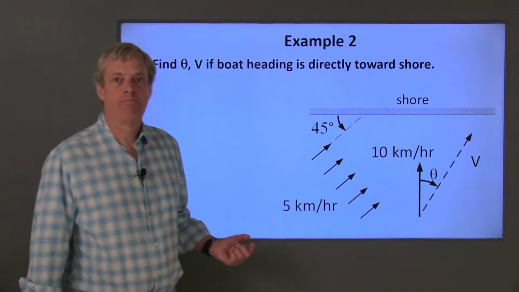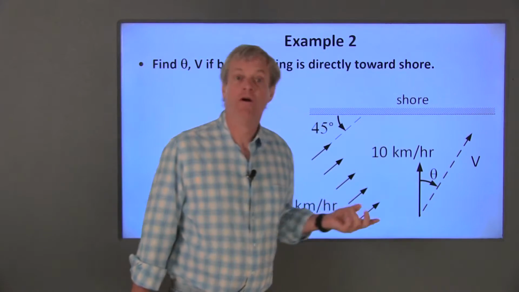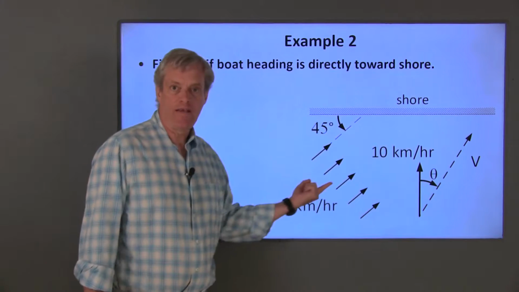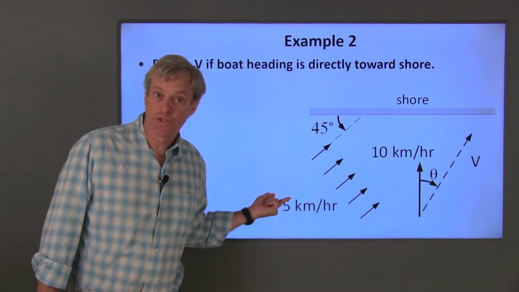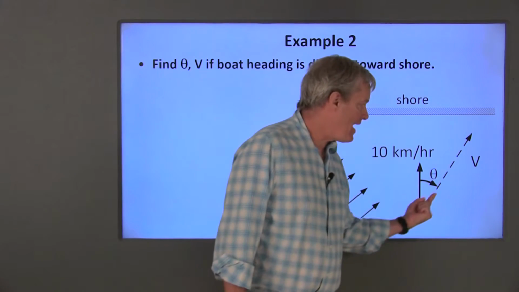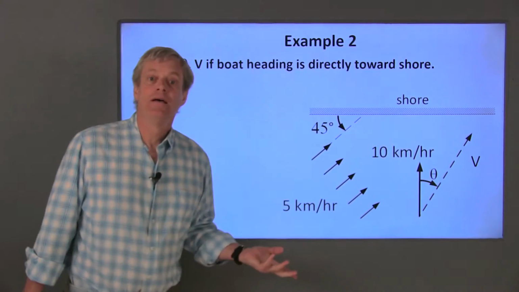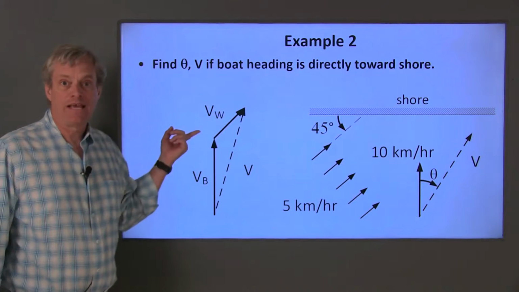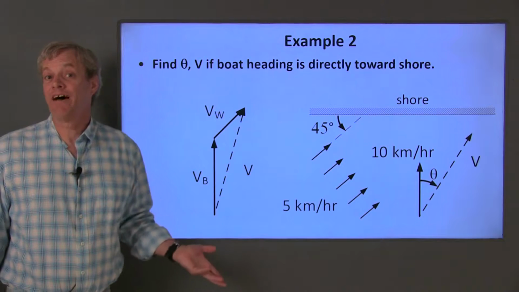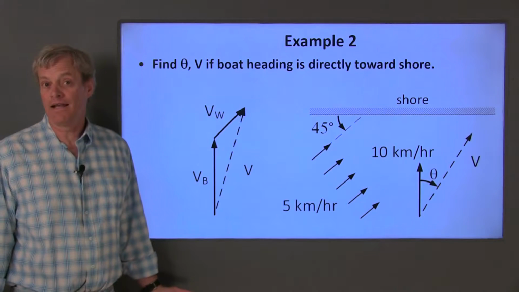We're now heading our boat directly toward a beach at a speed of 10 kilometers per hour. The water is moving at a 45-degree angle to the shore at a speed of 5 kilometers per hour. We want to find the actual direction, theta, of the boat's motion. Now our vector triangle looks like this. The triangle doesn't have any right angles now, which means we can't use our basic trig functions to analyze it.